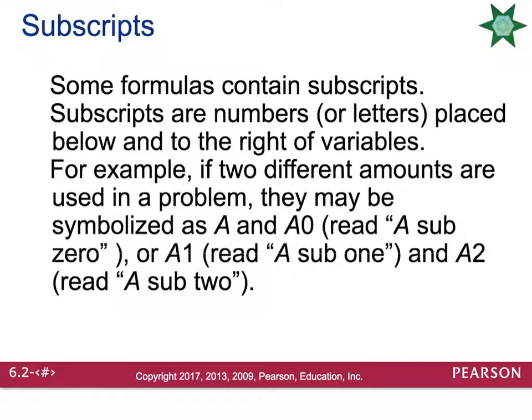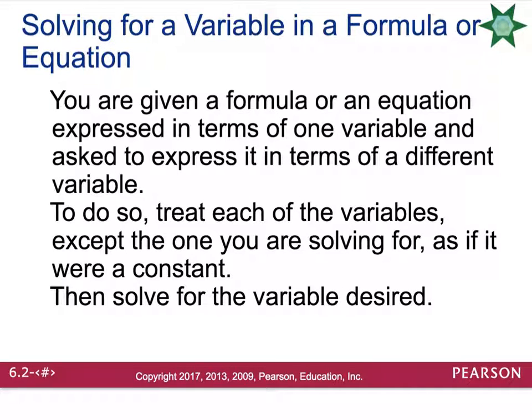Sometimes the problem will use subscripts. Subscripts can be numbers or letters that are going to be placed below and to the right of a variable. So for example, you could have an A, you could have an A sub 0, an A sub 1, an A sub 2, etc. It's just for clarification to distinguish between different values. You don't mathematically do anything with those subscripts.